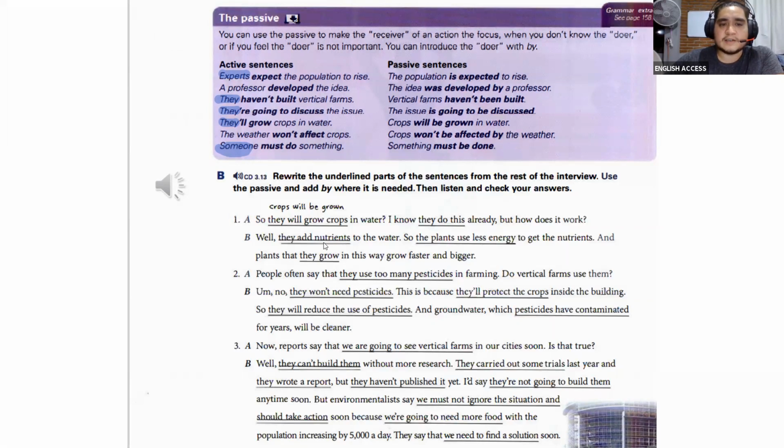Now we have an exercise here. We have the second part of the interview. Now the underlined expressions are in the active form. What we need to do is to transform these active sentences into passive sentences. All right, so let's take 2 minutes to do it. And when you finish, we're going to check with the audio. All right. Go ahead. 2 minutes, please.